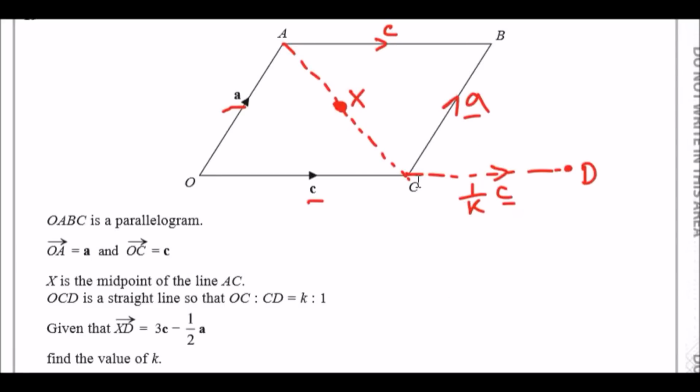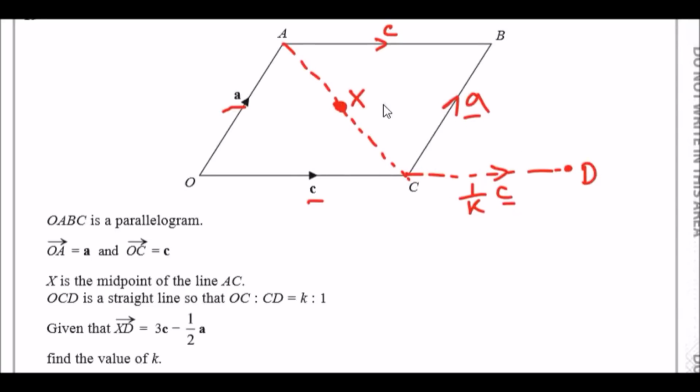Now, what do we need to know? It also tells us that the vector from X to D was 3c. So we're basically traveling from this point to D, and it is given by this. Find the value k. What I would personally do is firstly find what X to D is in terms of what we have, and then equate it to this one and figure out k. So let's figure out what X to D is.